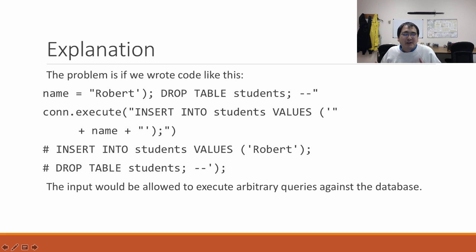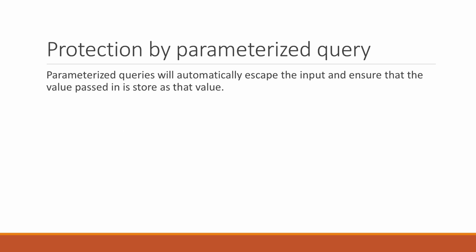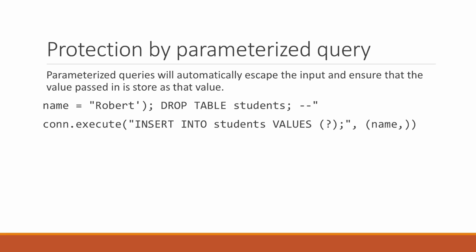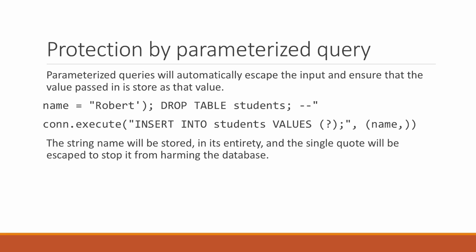However, both of those are really annoying to handle, and a better way to do this is to actually use parameterized queries. So parameterized queries automatically escape the input and ensure that the appropriate value is stored in the form that you expect. So for instance, if this is our name, the better way to insert this name into the table is to say insert into students values and stick a question mark in there and then provide a tuple, and the name is the one thing that's inside that tuple. And what this means is the string that's added into the table will be stored exactly as the way you want it.